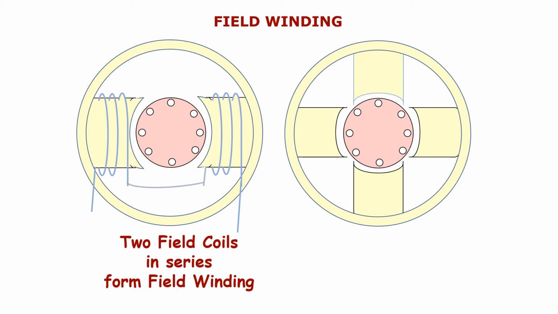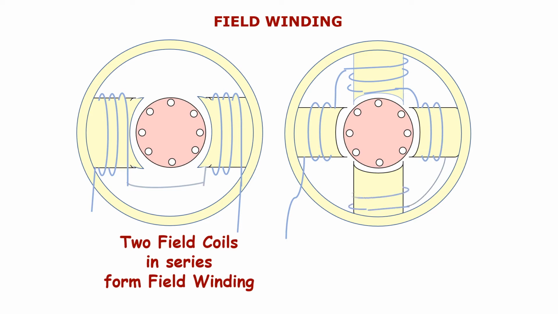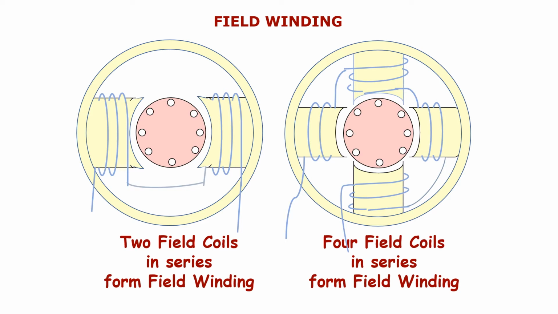In the second figure, start winding the coil around one field core. Continue it around the second field core. Continue around the third and fourth. Observe the winding directions of all the field coils. The four field coils in series form the field winding of a four-pole DC machine.